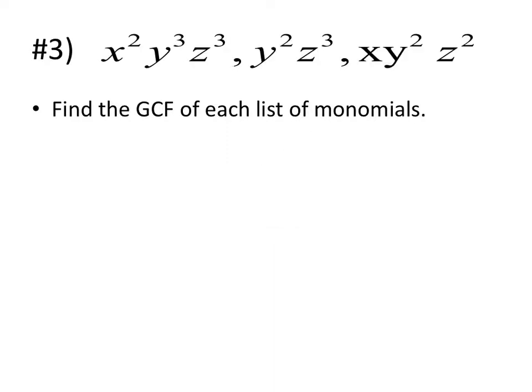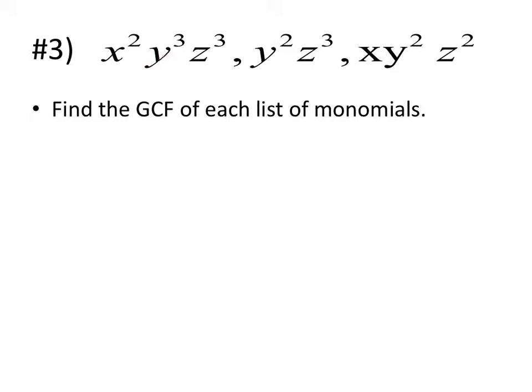Okay. Number 3. So we've got x squared y cubed z cubed, y squared z cubed, and x y squared z cubed. So let's go along and see what they all have in common. So let's look at just each variable in each monomial. So we have an x, but this one doesn't have an x, but this one does. So we know that it's not going to have any x's in it in our GCF.